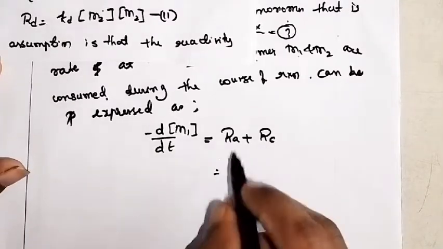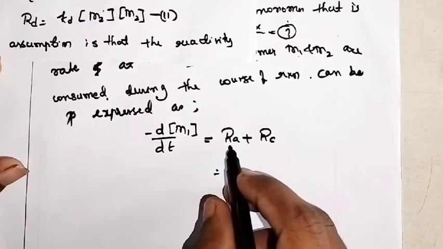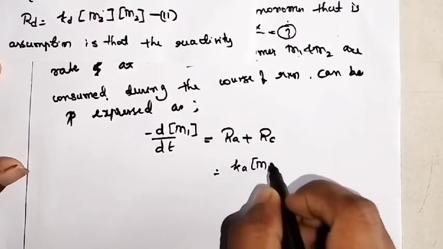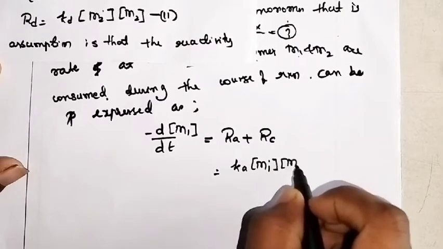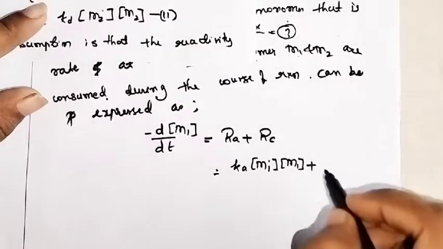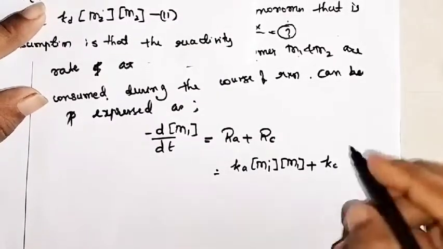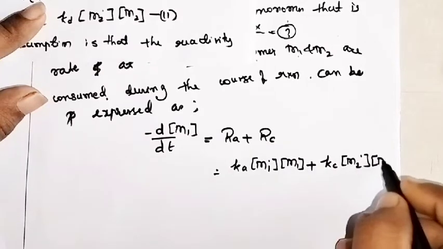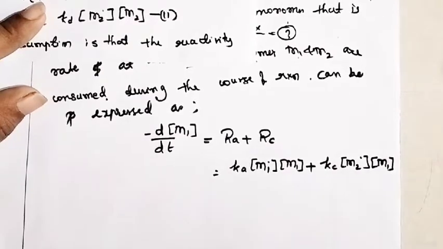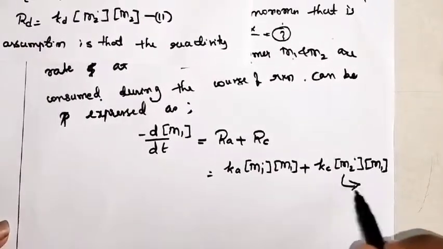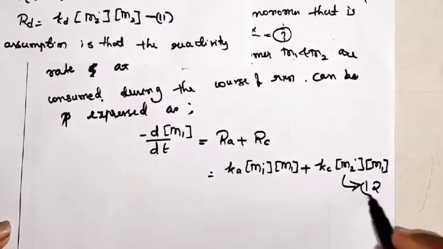So now write what RA is. From equation number 8, RA means Ka times the concentration of M1 free radical and the concentration of M1, plus RC. RC, from equation number 10, is Kc times the concentration of M2 free radical and the concentration of M1. This is what you have. This is equation number 12.